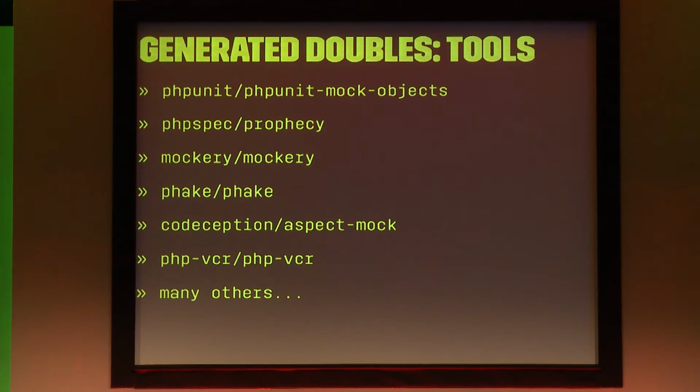I know Aspect Mock is really magical. It uses auto-loading to point cut things, so you can mock anything. And the last one down there is a bit of an infrastructure type thing, which I'll show later.